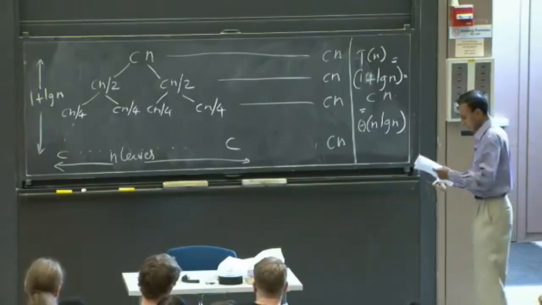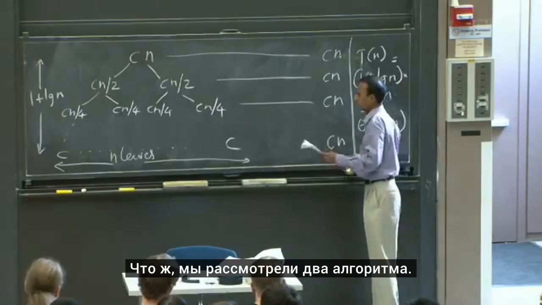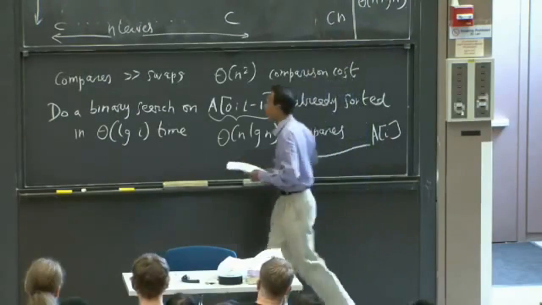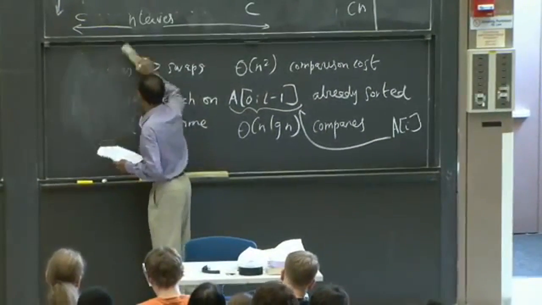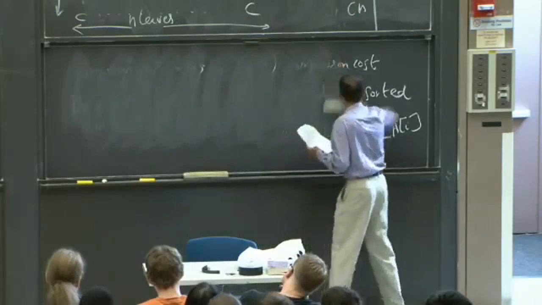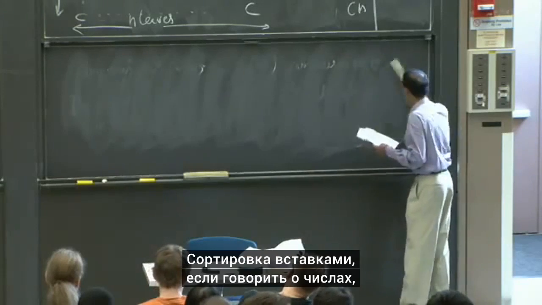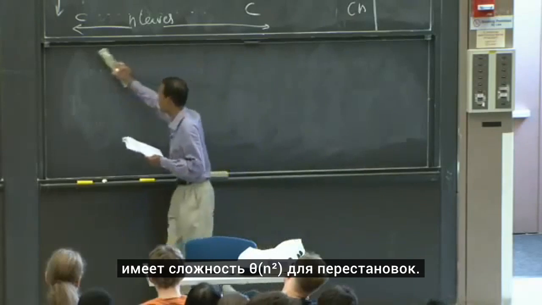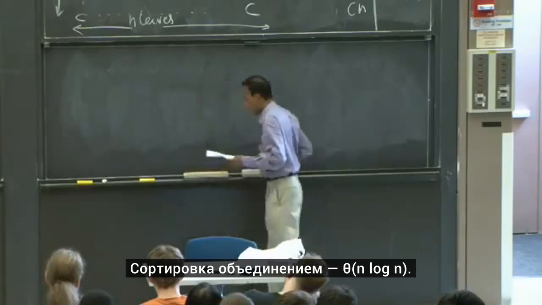All right? So we've looked at 2 algorithms so far. And insertion sort, if you talk about numbers, is theta n squared for swaps. Merge sort is theta n log n.